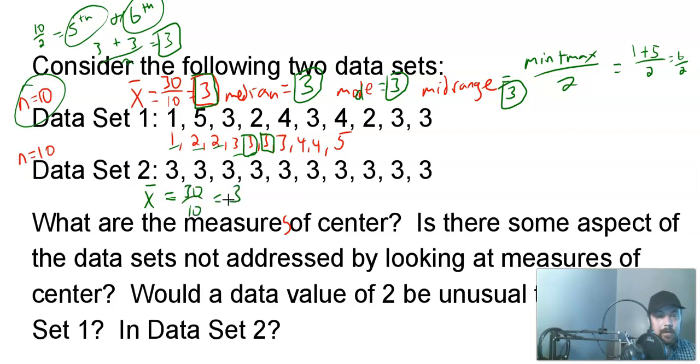Divided by 10, the mean is also 3. The median, what number is exactly in the middle? It's the same issue as up here. You want the fifth data value, 1, 2, 3, 4, 5, and the sixth one. They're both 3s. You average those two numbers together, you still get 3. So the median is still 3, right?